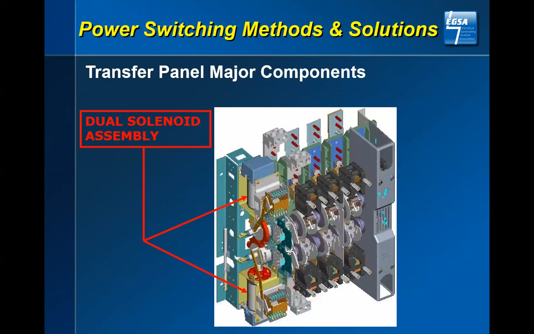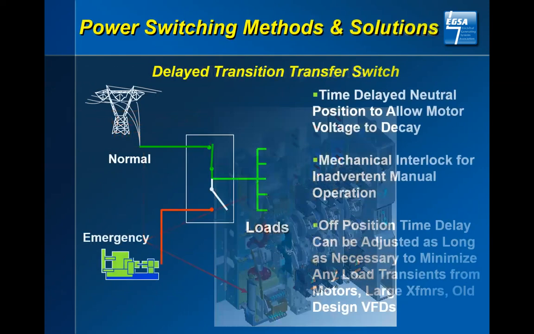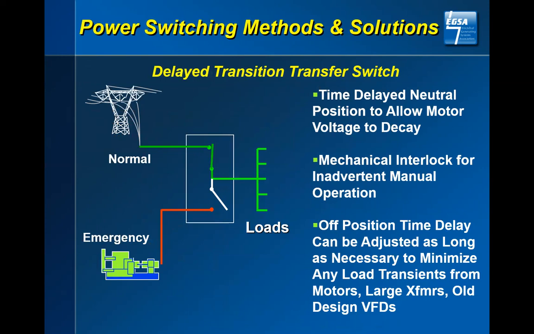In the case of a delay transition switch, a closed transition switch is the same way. There has to be two operators. The upper operator works one set of the contacts. The lower one will move the lower set of contacts. One set of contacts is the normal. One set of contacts is the emergency. The one in the middle is the load coming out, as we've stated before. Delay transition allows motors to decay. It does have a mechanical interlock so that you cannot inadvertently do something and close when you don't want to.